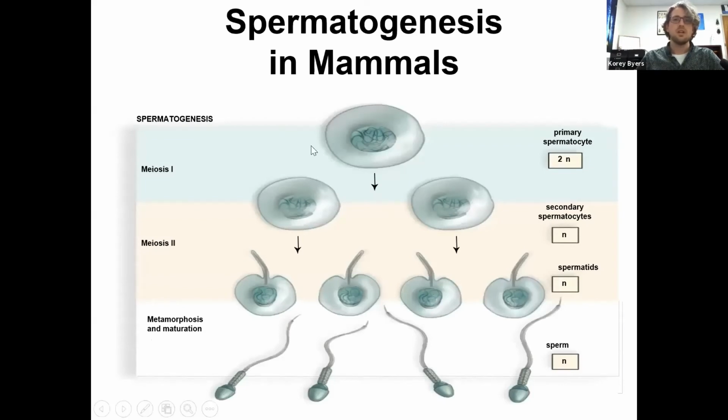So you can see here, we have the primary spermatocyte, which has 46 chromosomes, goes through a division and reduction process to get to that stage where they are considered haploid with only 23 chromosomes, but the cell still has to mature.